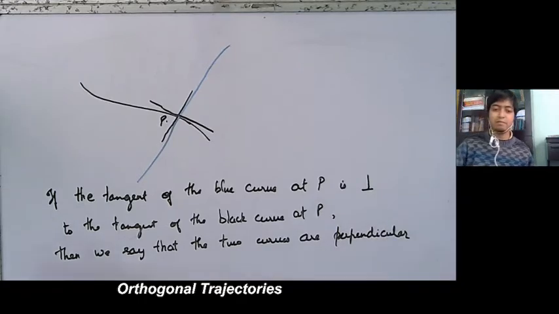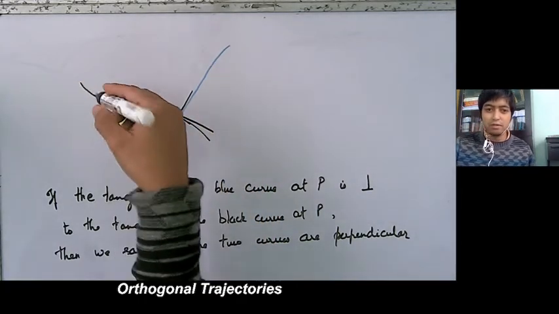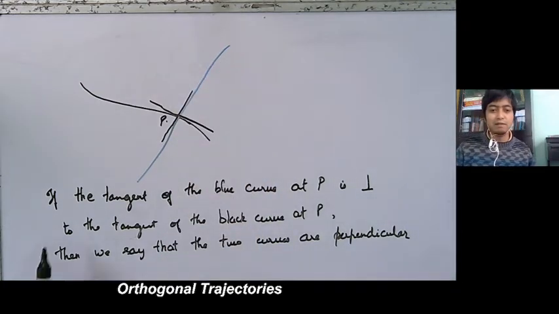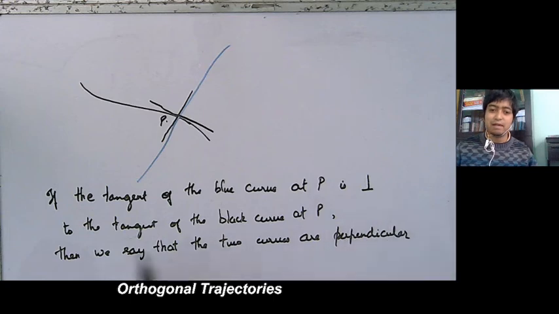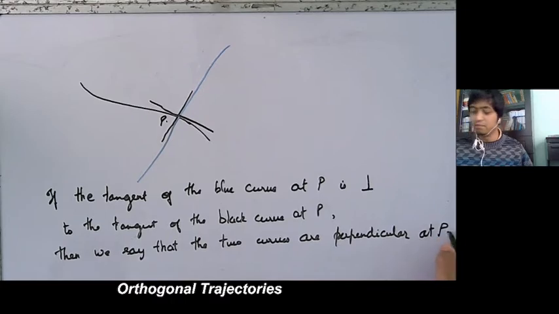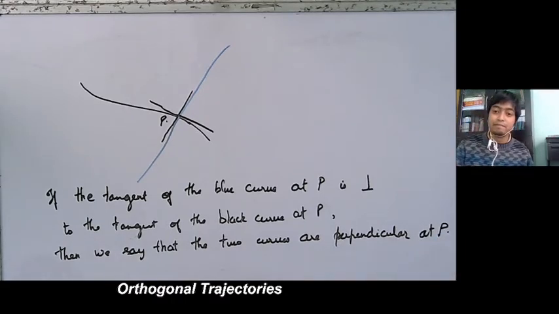Over here I am using color codes black and blue. You can easily replace this one. If the tangent of the first curve at P is perpendicular to the tangent of the second curve at P, then we say that the two curves are perpendicular at P. I should even mention that point.